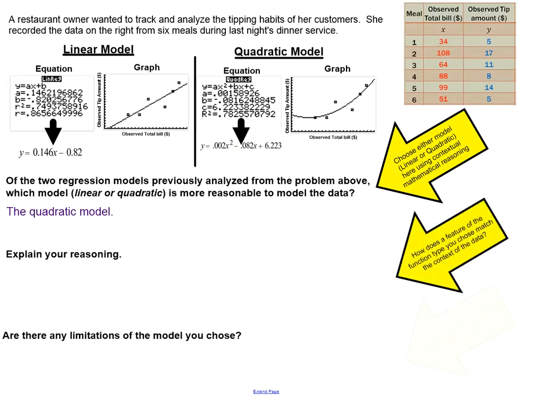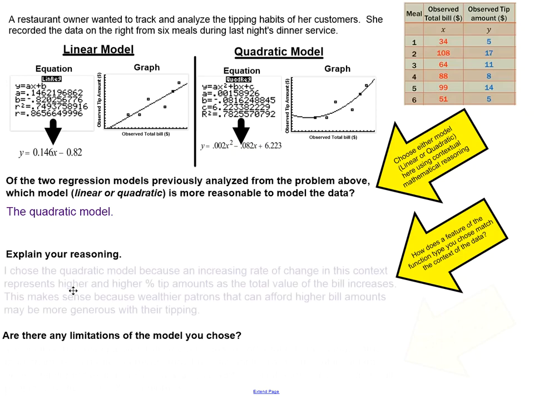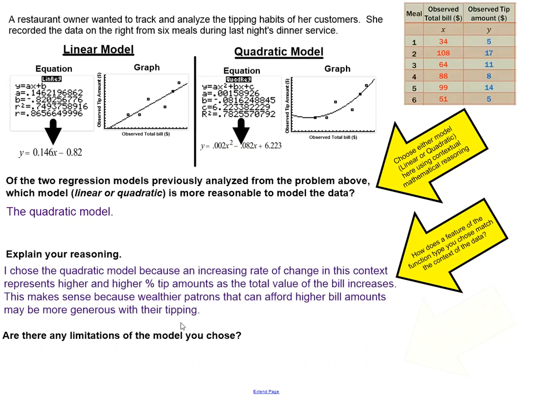And here's why. When you explain your reasoning, you're trying to say how the feature of the function type matches the data. So this statement does: I chose the quadratic model because an increasing rate of change in this context represents higher and higher percentage tip amounts as the total value of the bill increases. This makes sense because wealthier patrons that can afford higher bill amounts may be generous with their tipping. The more money you have, the more you can afford to go out, and you're not going to be Scroogey about the tip. You're just going to be tipping more and more.